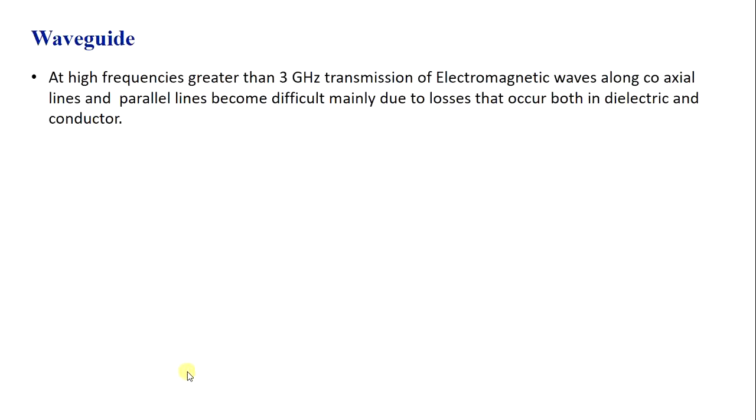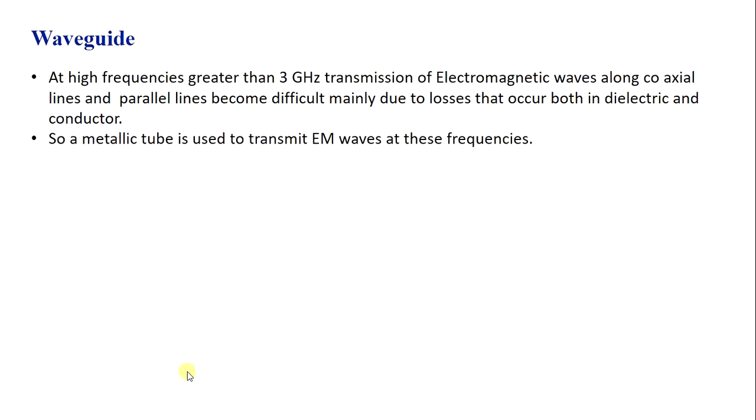Now moving on to the important topic, that is waveguide. At higher frequencies greater than 3 GHz, transmission of electromagnetic waves along the coaxial line and the parallel line becomes difficult, mainly due to the loss that occurs both in the dielectric and the conductor. So a metallic tube is used to transmit the electromagnetic waves at these higher frequencies.